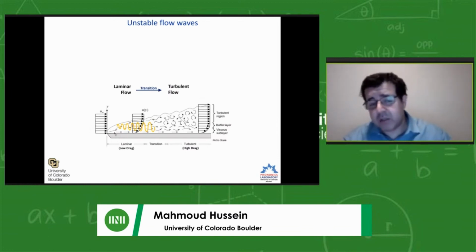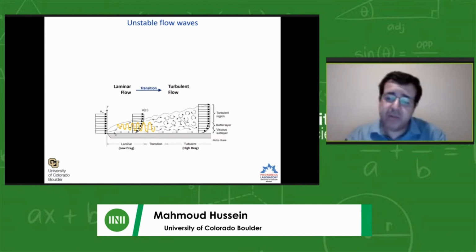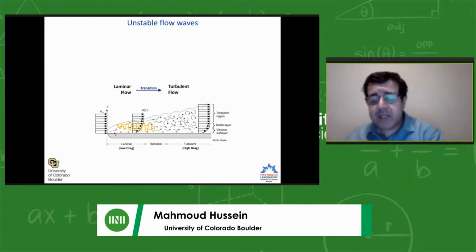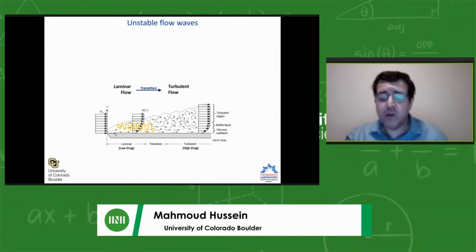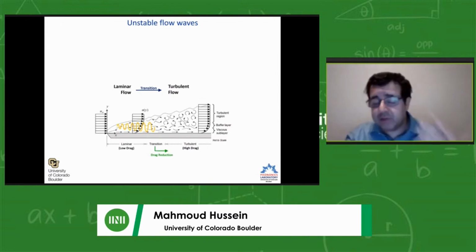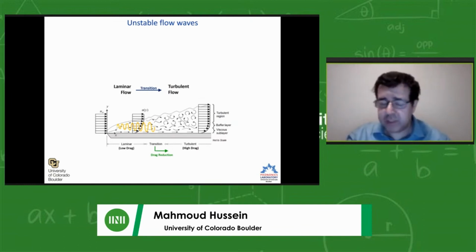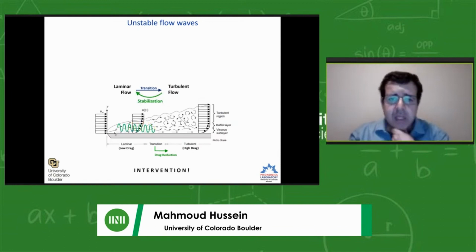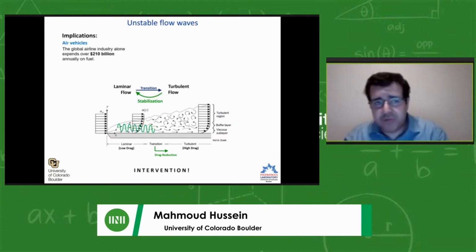Now, this is really important because laminar flow is known to give us relatively low skin friction drag, whereas in a turbulent boundary layer, the skin friction drag is very high. So if you can delay the transition, then you significantly reduce the drag over the surface of an aircraft wing, for example. So that's our goal. We would like to intervene somehow into this instability so that we delay transition. The implications cannot be overstated.